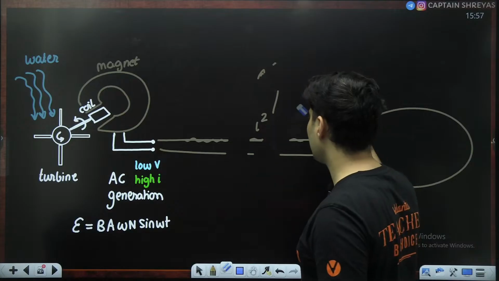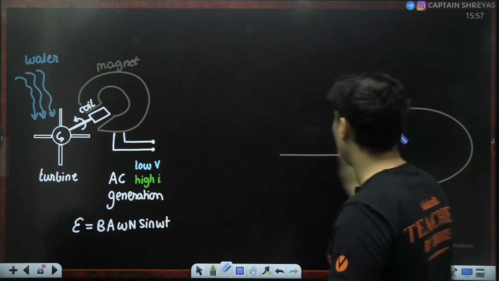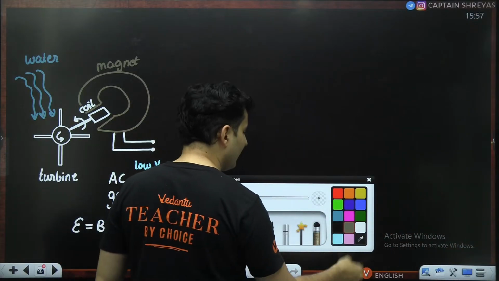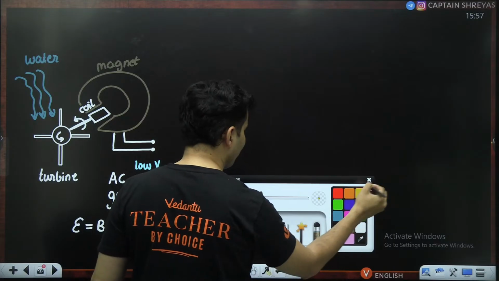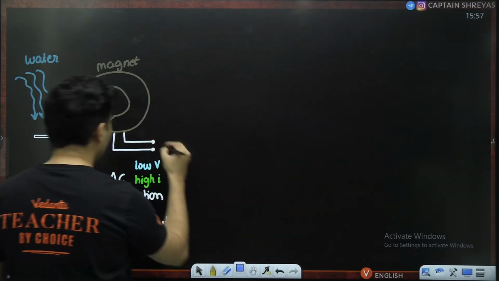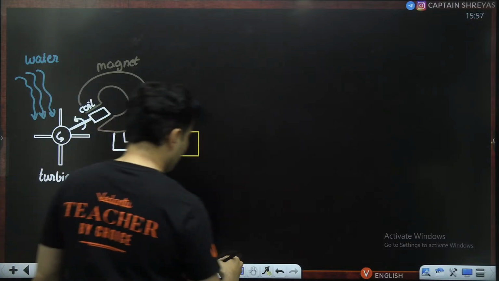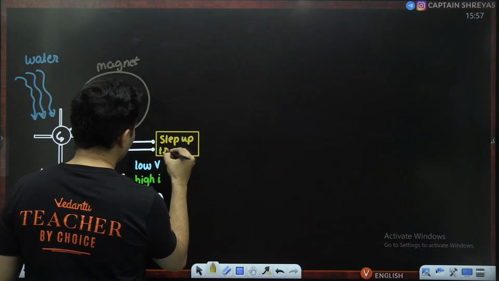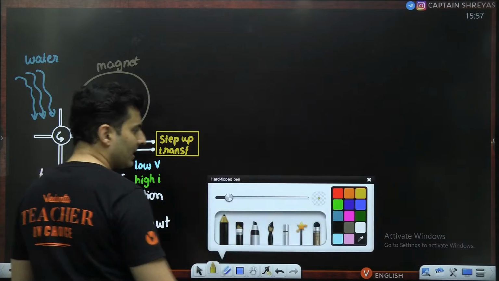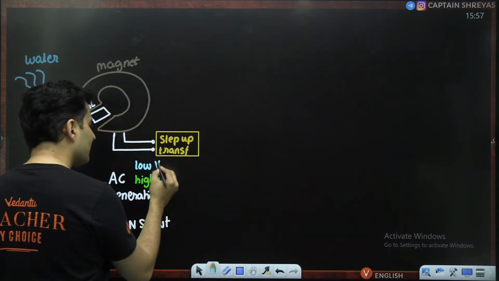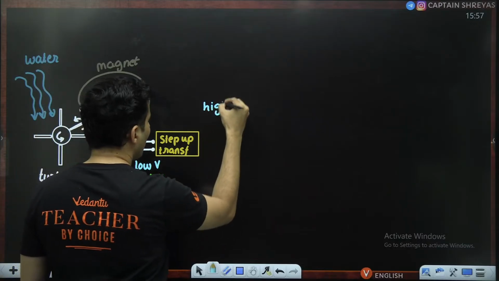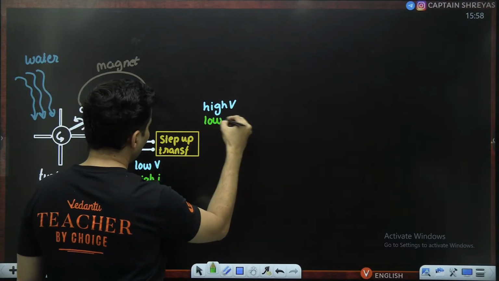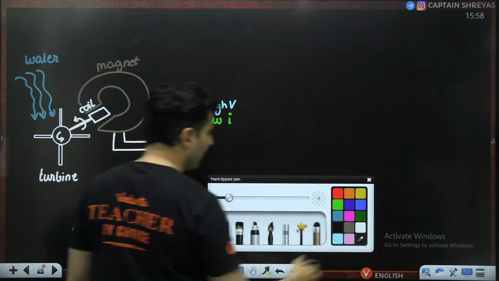So in order to minimize the power loss, what is done is you use a device over here which is going to be called a step up transformer. This step up transformer makes this low voltage into high voltage, and as a consequence, something has to go down. The current, low current is being generated.